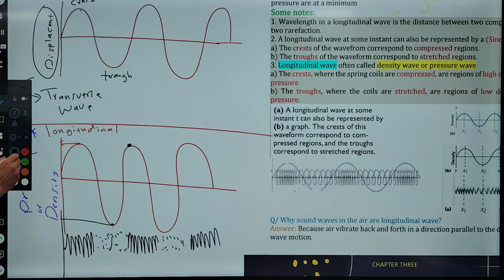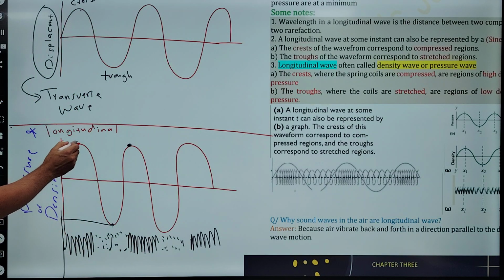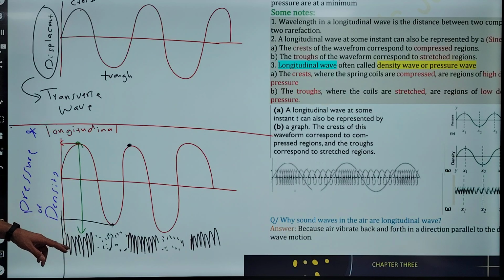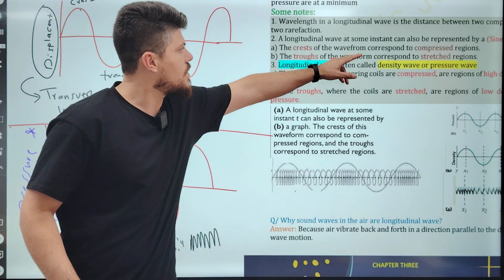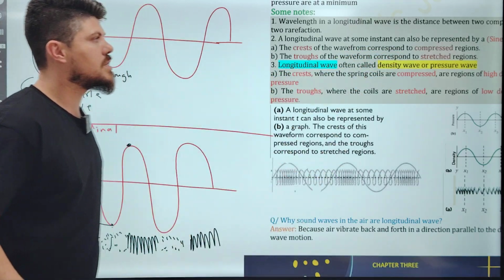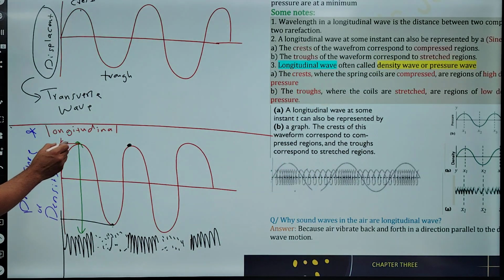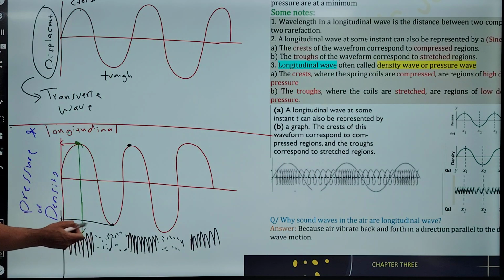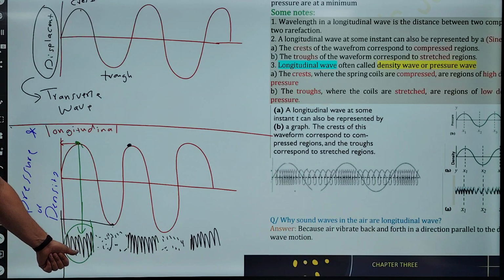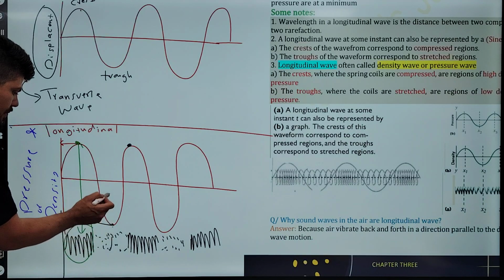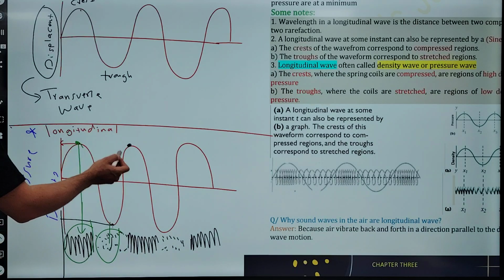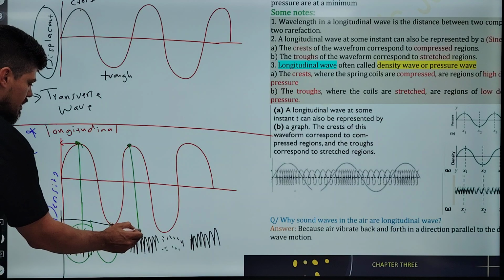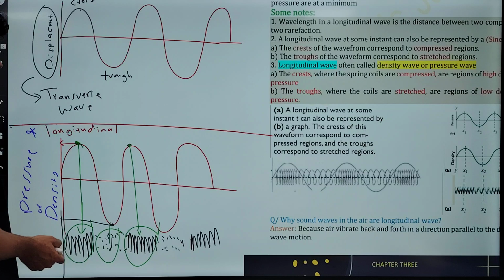If you look at the figure, the crest is in the front of the compression. So that is why the crest of the waveform corresponds to what? The compressed region. Okay? But the trough corresponds to the rarefaction or stretched region. Again, another crest means another compression.